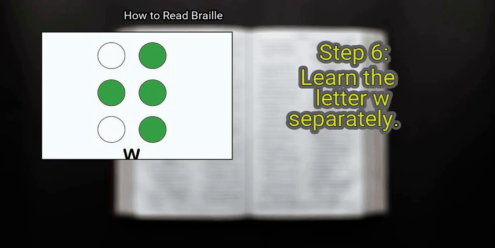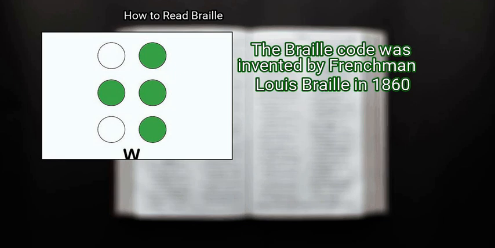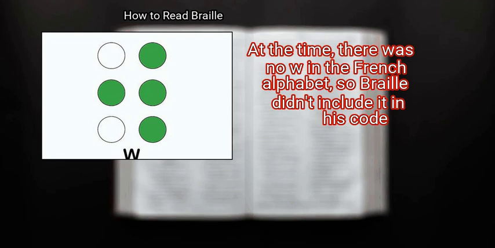Finally, learn the letter W separately. The Braille code was invented by Frenchman Louis Braille in 1860. At the time, there was no W in the French alphabet, so Braille didn't include it in his code.